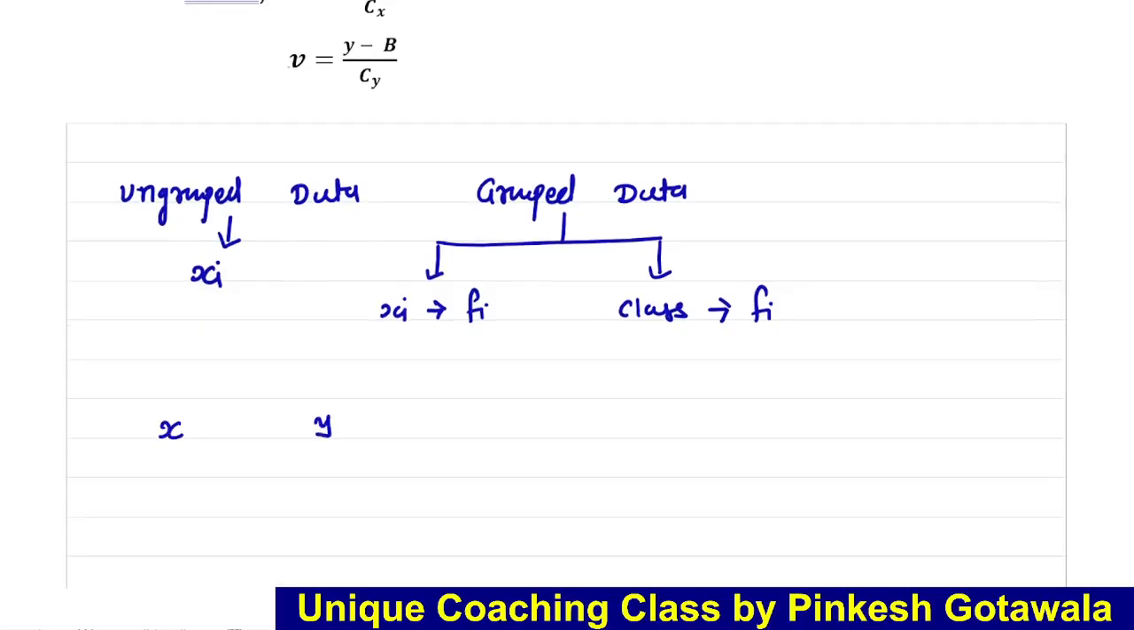Okay, now in this chapter till date whatever we learn, so you will get two type of variable, x and y only. You will be given only x and y, means whatever sum we solve in this chapter till now, these all are regarding ungrouped data.